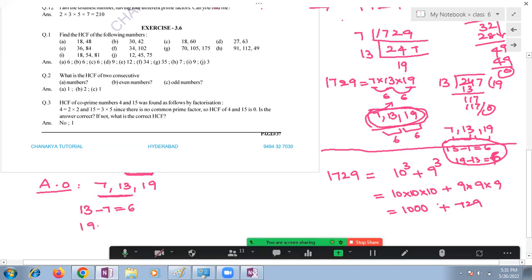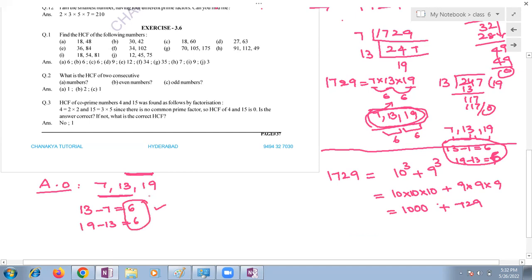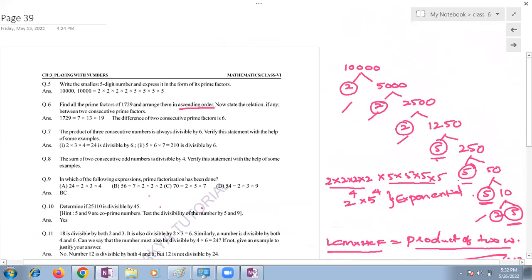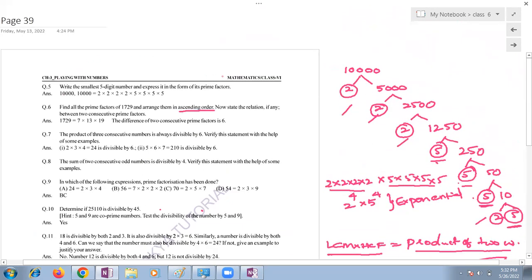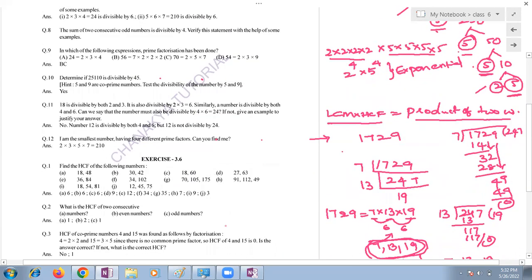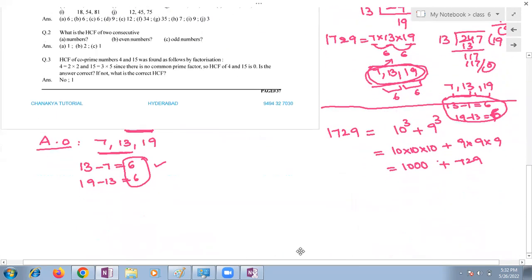Even 19 minus 13 is 6. This is the relation. What relation can you find here? That is the difference, ma'am. The full difference is 6. The gap between the three numbers is 6, ma'am. That's why 6 is our answer. One minute. Yes, I hope you understood, Soumya. Still any doubt? No doubt.